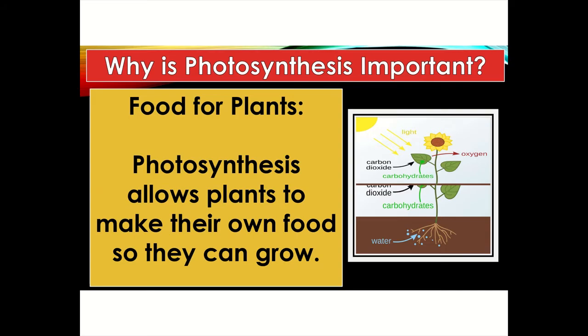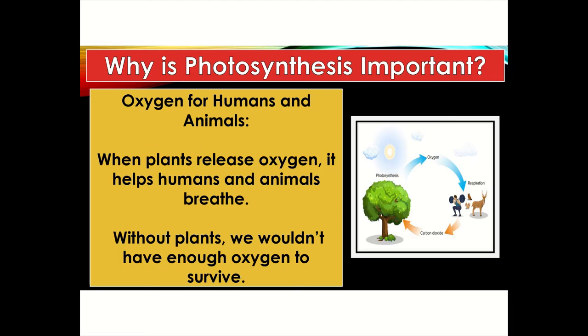Why is photosynthesis important? Food for plants. Photosynthesis allows plants to make their own food so they can grow. Oxygen for humans and animals. When plants release oxygen, it helps humans and animals breathe. Without plants, we wouldn't have enough oxygen to survive.